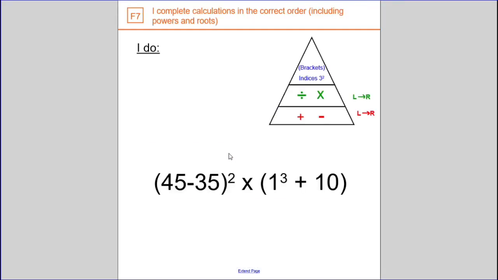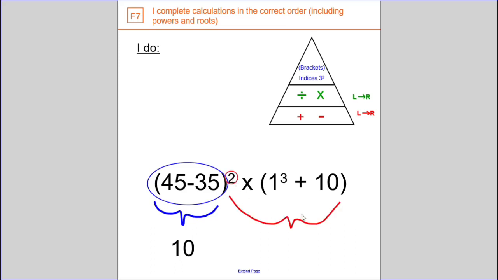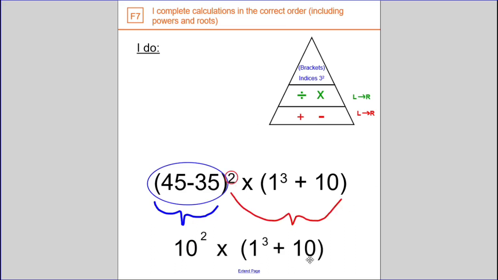I can complete calculations in the correct order, including powers and roots. So as you can see in this question here, we've got 2 brackets. When we've got 2 brackets, we always start working from left to right. Just a lot easier to understand. So 45 subtracted 35 is going to give me 10. Bring the rest of it down, including the power of 2. Once I've done that, I've got an indices and a bracket. I'm going to do the bracket next.